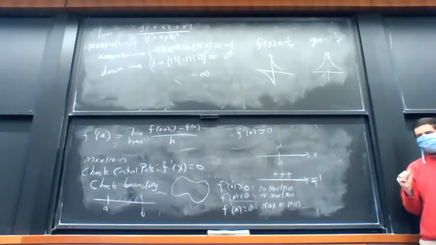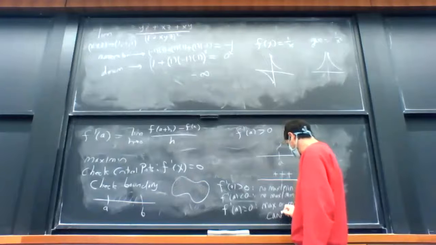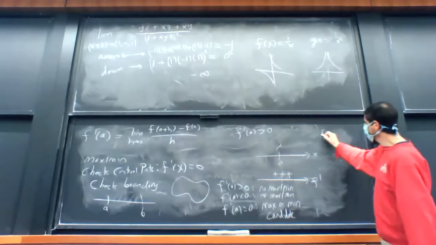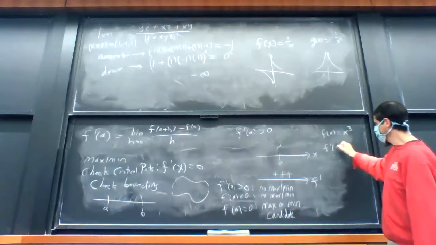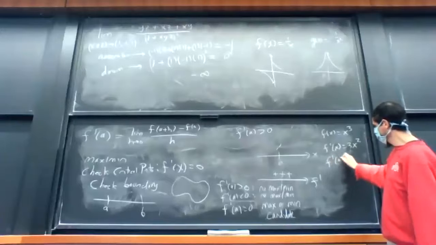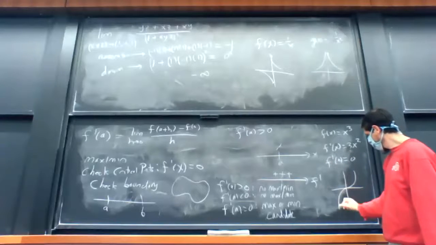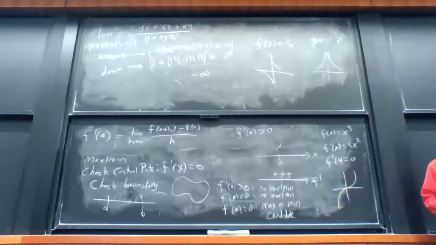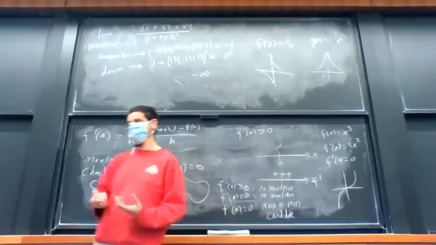No. What do I have to write instead? It could be. It could be. It's a maximum candidate. So if you take the function f of x is x cubed, f prime of x is 3x squared, f prime of 0 is 0. But if I plot the function, it does not have a maximum or minimum at 0. What goes wrong is the second derivative vanishes.